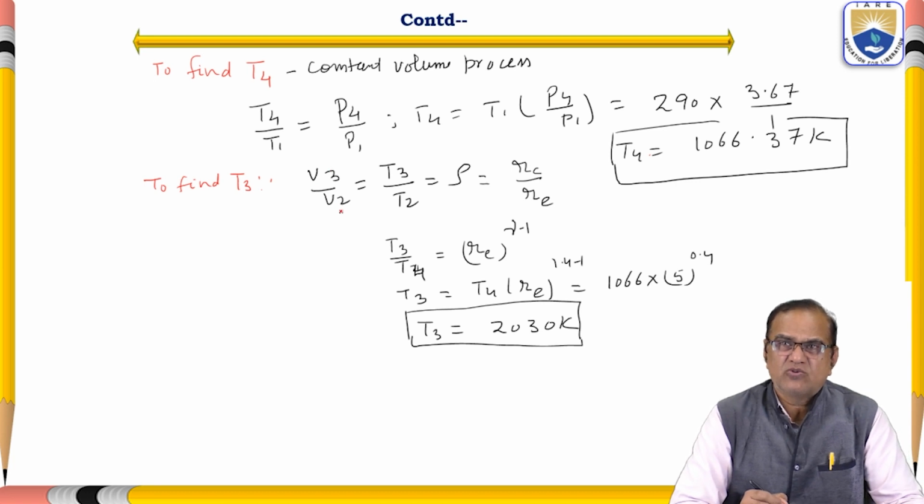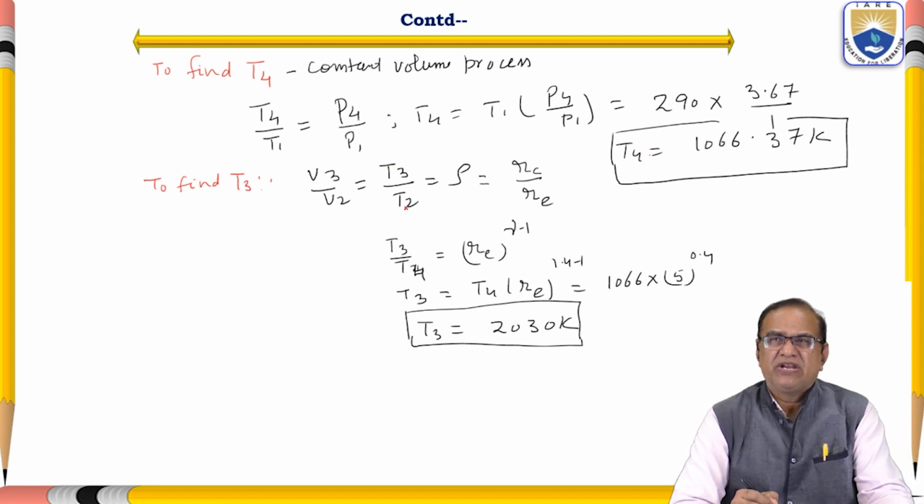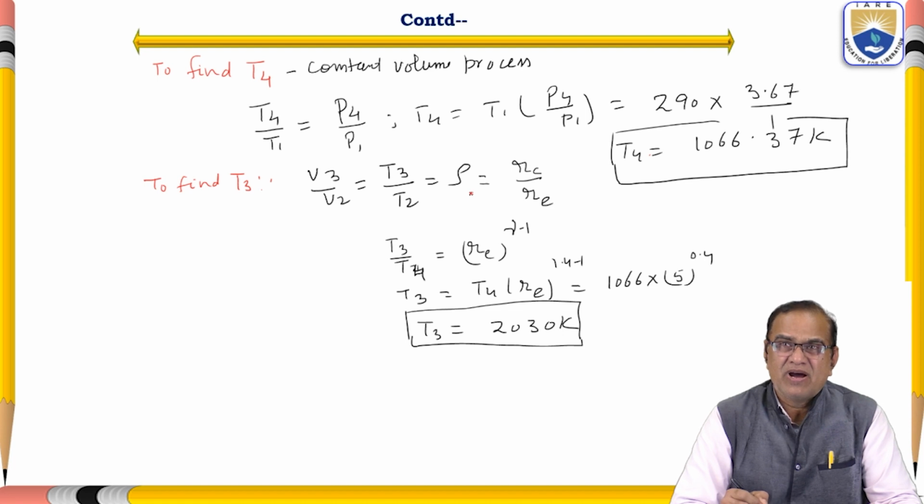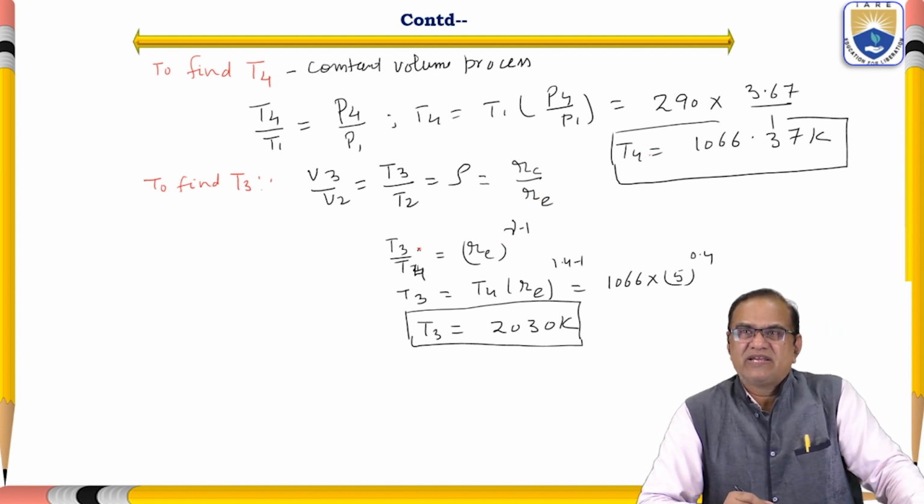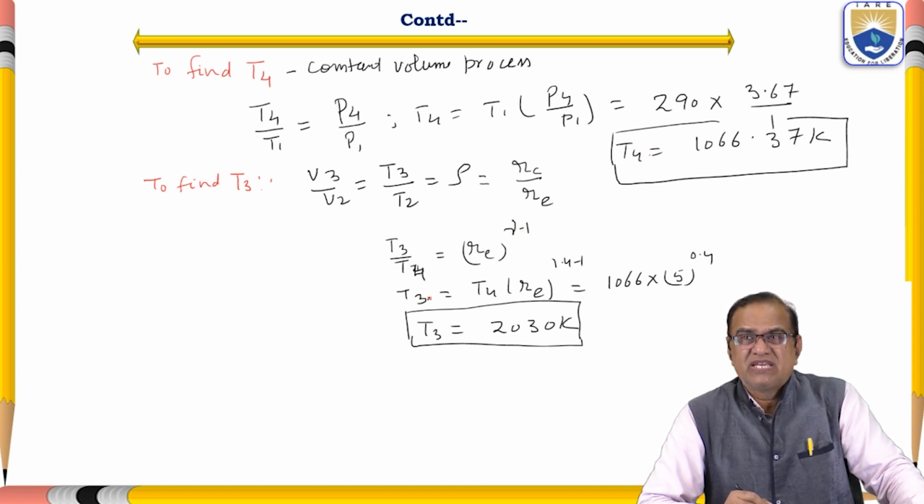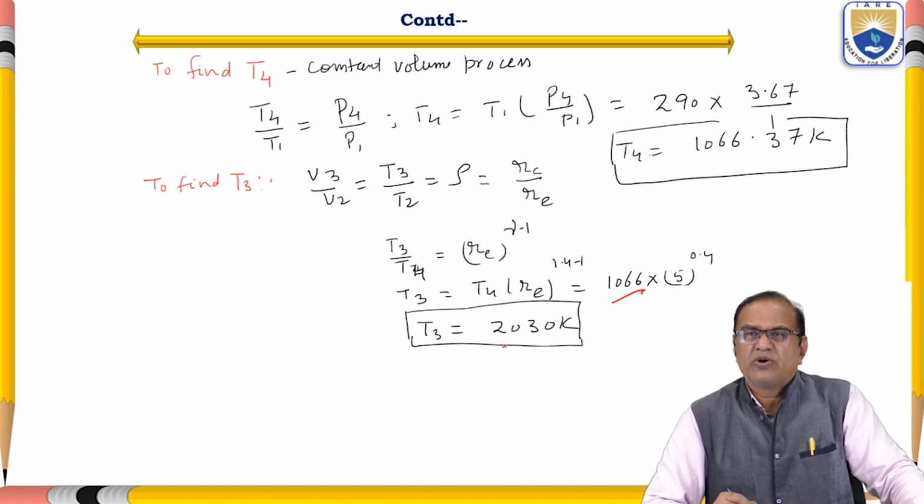From here we can also get the T3. So V3 by V2 is equal to T3 by T2, and this is called rho, which is equal to RC by RE, and so T3 by T4 is equal to RE to the power gamma minus 1. So T3 is equal to T4 times RE to the power 1.4 minus 1. So T4 we got, and we know RE is equal to 5. So it is 0.4. So T3 we got 2030.